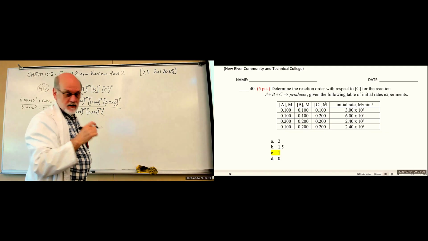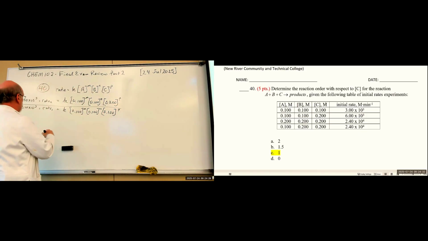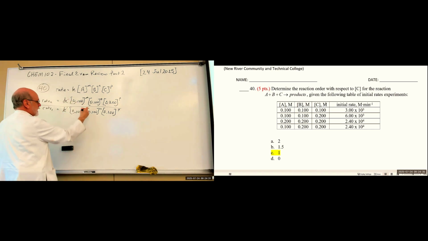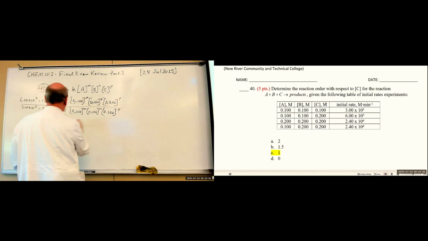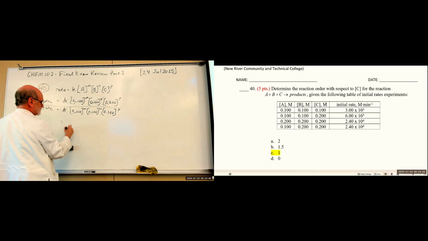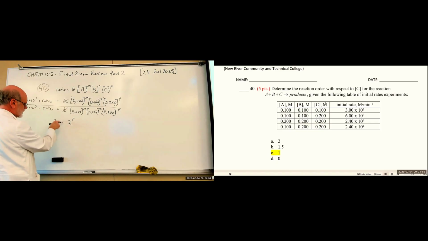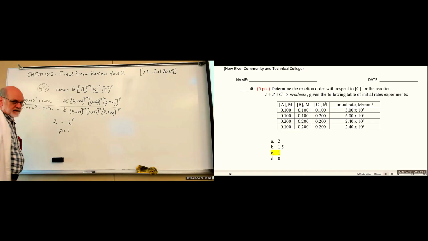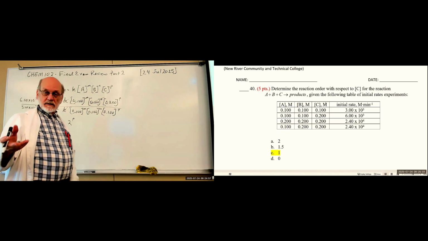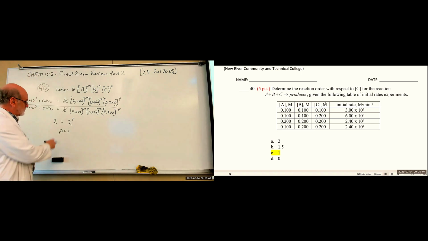And the value here is 0.1. Okay, so these will cancel, cancel, cancel, cancel, cancel. And then what we have left over is 0.2 divided by 0.1 to the p power. Right? So that's 2 to the p. All right. And this one divided here is 3 into 6 is also 2. So what does p have to be for this to be true? P has to be equal to 1. Right? So the order with respect to C is first order. C equals 1. P equals 1.